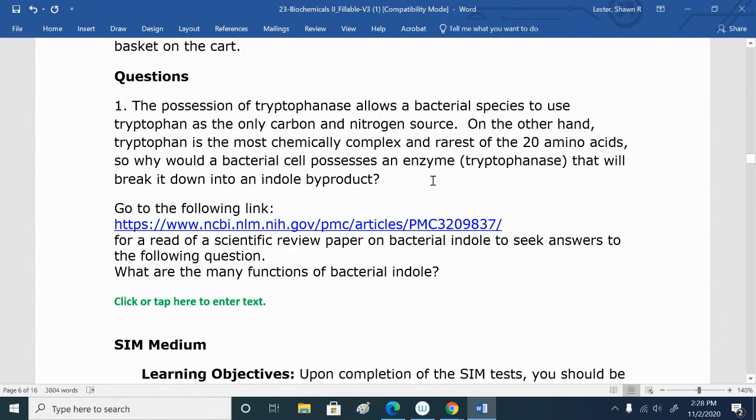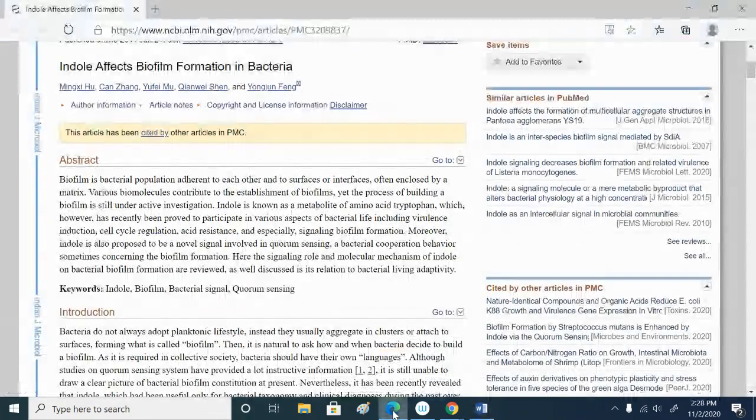So, why would bacteria want to make indole from an essential amino acid? There must be a reason, right? At this link here is a good review paper, and I already have it up here. So, you should go and just look through this. Well, the abstract tells you the key information, as does the title.